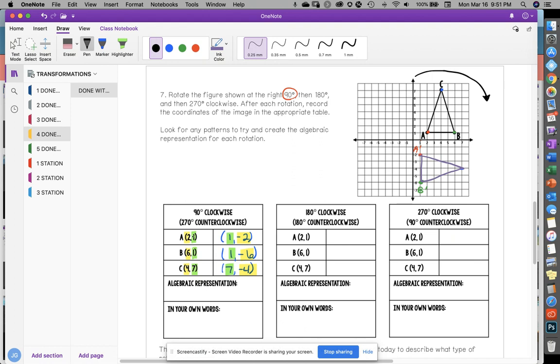What happened algebraically? Well, what changed, or let's put it this way, what stayed the same? My Y's stayed the same, but my Y's became my X's. So obviously my Y is now first, and I took the opposite X. So in your own words, I would say that X and Y values switched, and your X became opposite signs.